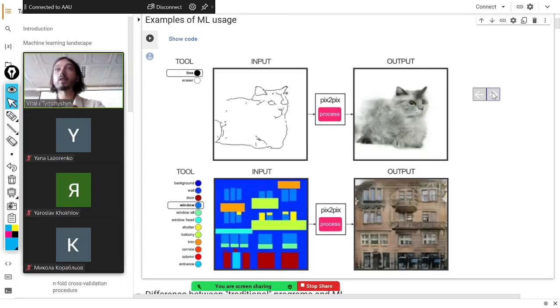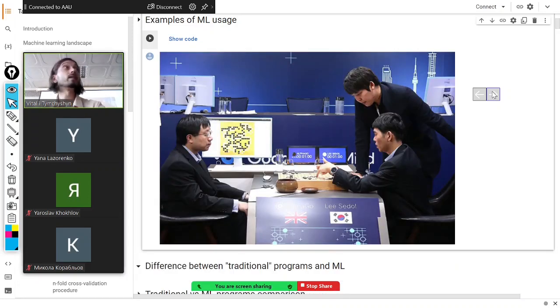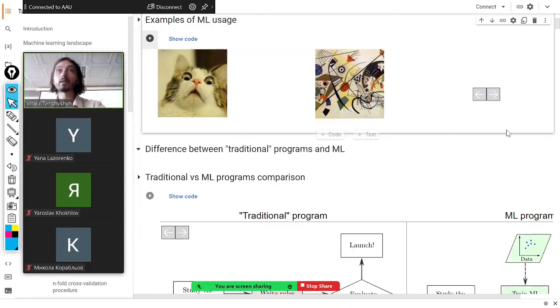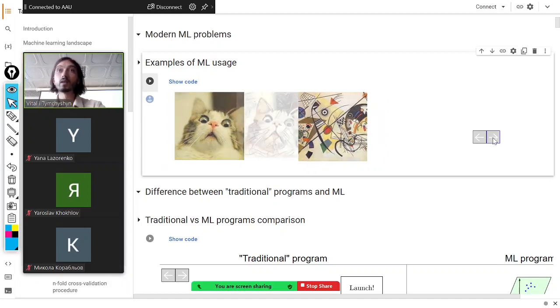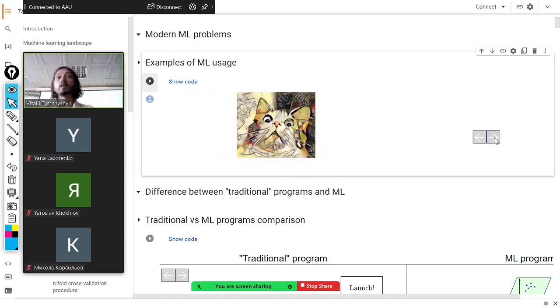These algorithms are able to create realistic images, play games, and even create pictures in the style of some artist. You see here a picture by Kandinsky, and we are transferring this style to a photo of a random cat from the internet, and you see that now we have a Kandinsky cat.